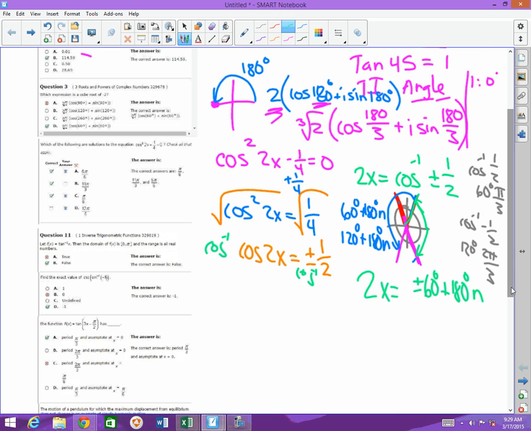Now then you have to divide by 2, and so then x equals plus and minus 30 degrees plus 180. Or no, because we're dividing by 2, and 180 divided by 2 then is 90n. And so in terms of radians, 30 degrees is pi over 6 plus pi over 2n, plus and minus. So then you just got to figure out which ones fit that.